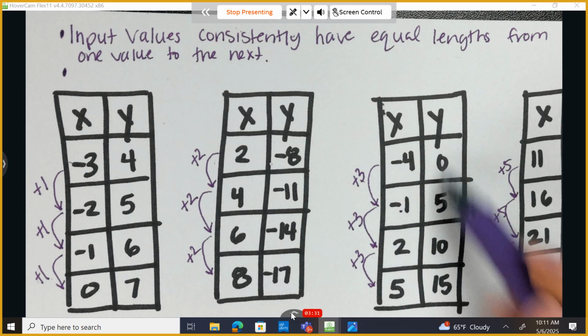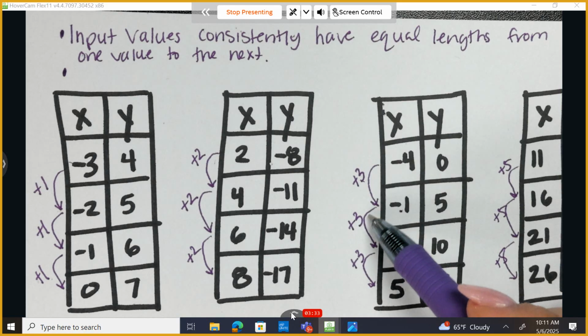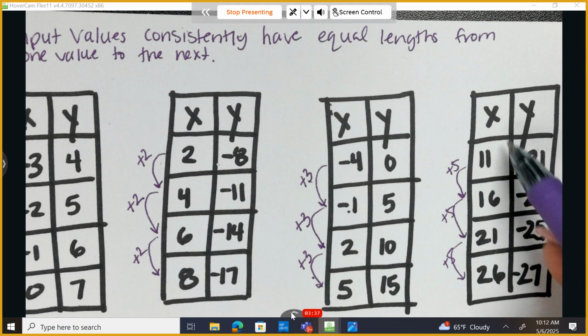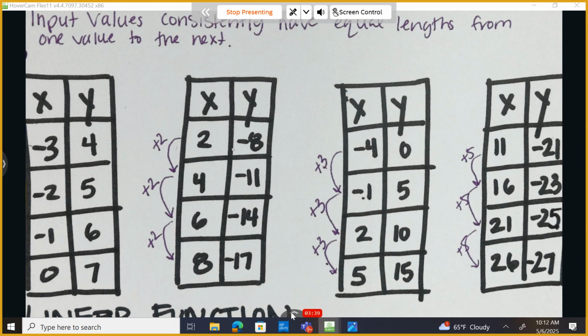In the third table, I consistently have an equal length of 3 between input values. And the last one, I consistently have a length of 5 between input values.